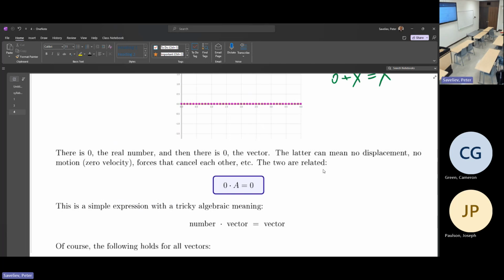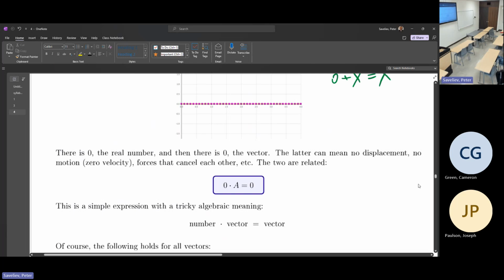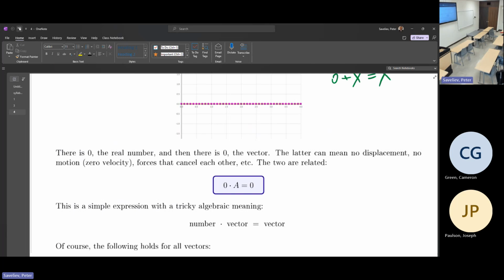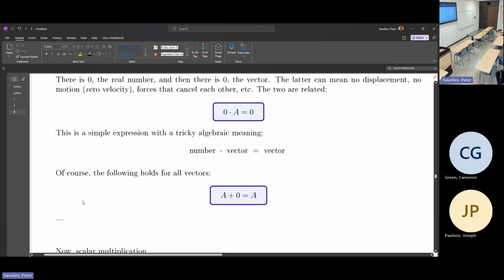0 on the left is a number, 0 on the right is a vector. So vector A is a vector. It's multiplied by 0, which is a number. The end result of the vector just happens to be 0, and that's the confusing part sometimes. But the context usually makes it unambiguous. And so once again, on the right, it must be a vector. If you know that A is a vector, then whatever is on the right must also be a vector. So this is the 0 vector.